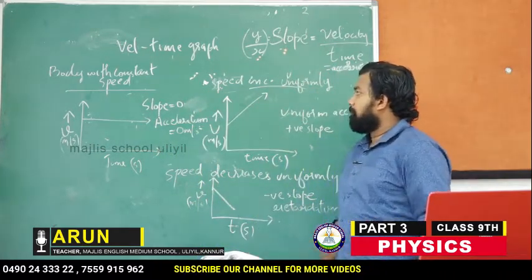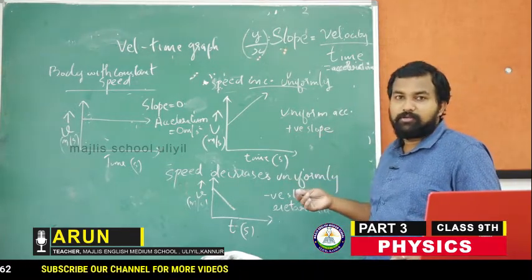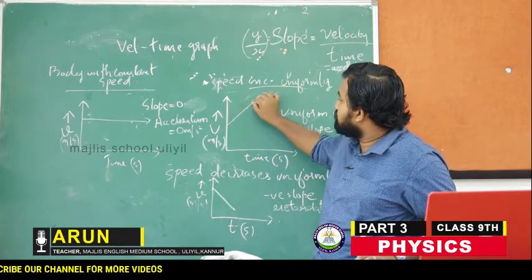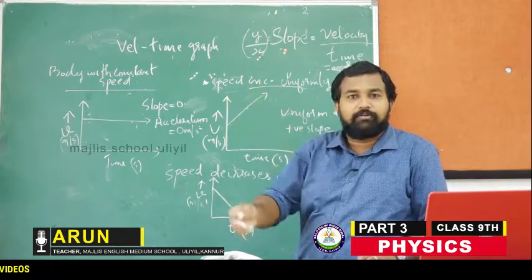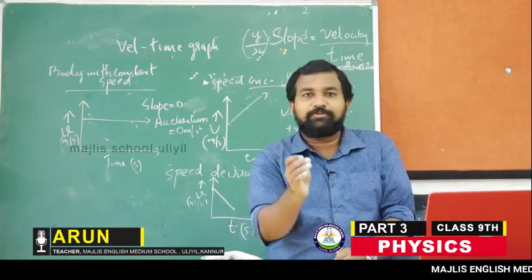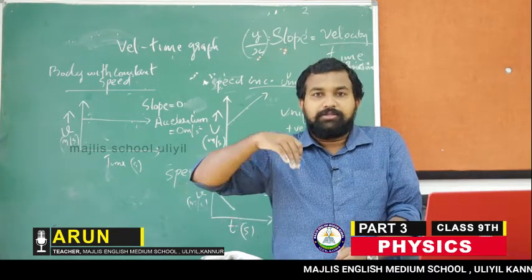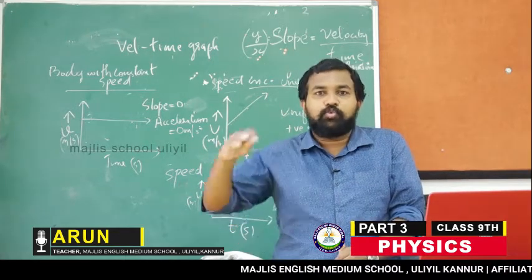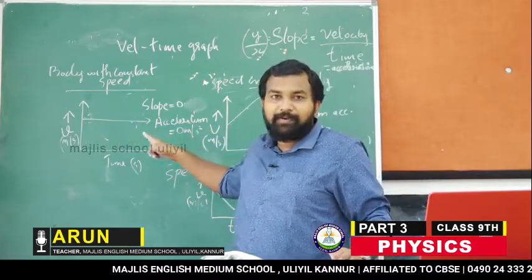Now when we come to this point, speed increases uniformly. So when the body is moving, the velocity is increasing at equal intervals of time, uniformly. For the first 5 seconds, the body was moving with 10 meter per second. The next 5 seconds, it was moving with 20 meter per second, not 10. If it was again 10, then it would be a straight line parallel to the x-axis.